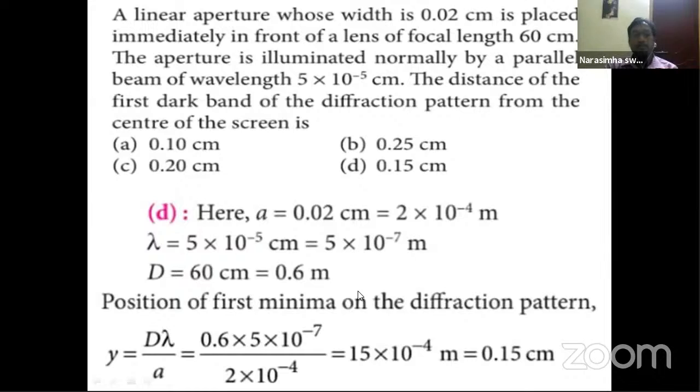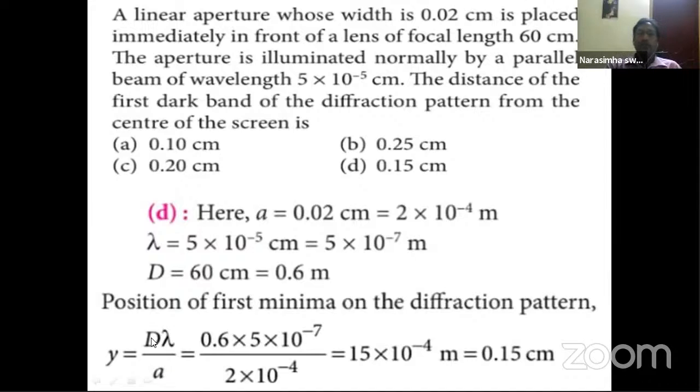That is 0.6 meters. Now look at this, the position of the first maximum on the diffraction pattern. The formula is Y equal to D lambda by A, like we used in the interference. Now we are using the aperture. Small a is the gap between the two edges. It's not a double slit, it's a single slit only. If you take that one slit, the light ray passes through a narrow gap, and the edges of that gap give A here.